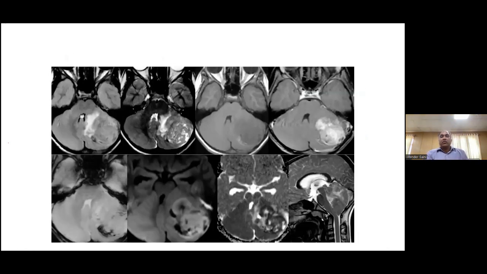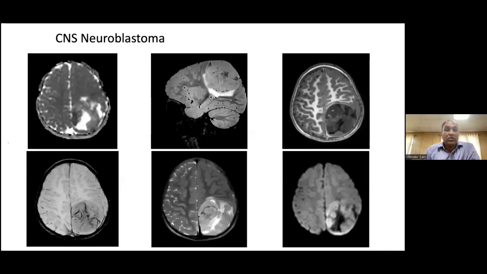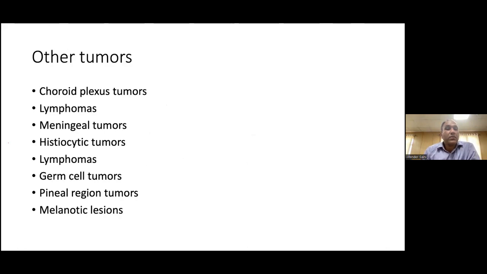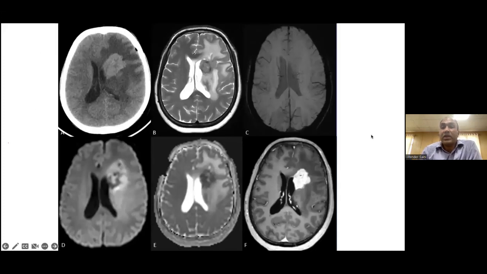So I think these are mostly pediatric tumors. You may not have much interest in them. So I'll just directly go to some other tumors which can be very useful for people to understand. So this is one case of lymphoma. They are periventricular or basal ganglia in location, can show bright enhancement, can show a diffusion restriction.